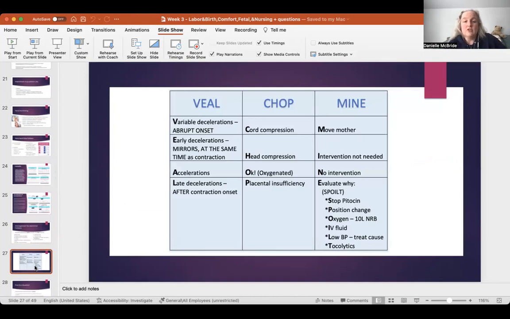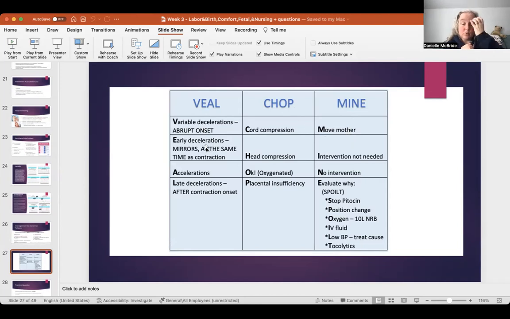So this is a chart called VEAL CHOP MINE. VEAL CHOP is the same as what we already said, but now we added another acronym to remind us what to do. If we have variable decelerations, think about what words you would see in a question that would mean a variable. Variables have an abrupt onset because they have that V shape. They're caused by cord compression. So if your question says you're having deceleration with an abrupt onset, I'm thinking it's a variable. I have cord compression. And the first thing to do is to move them up. Relieve the pressure on the cord.